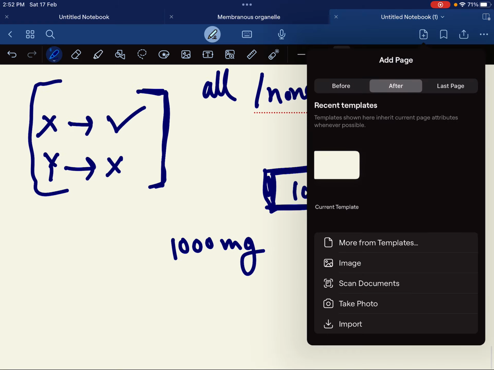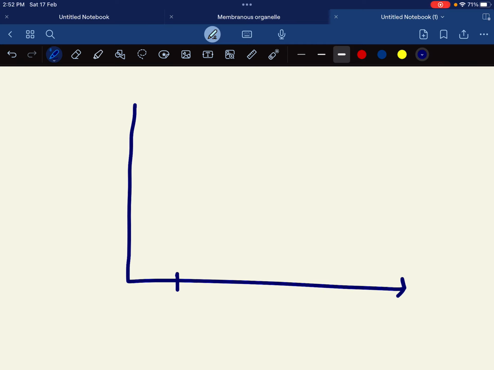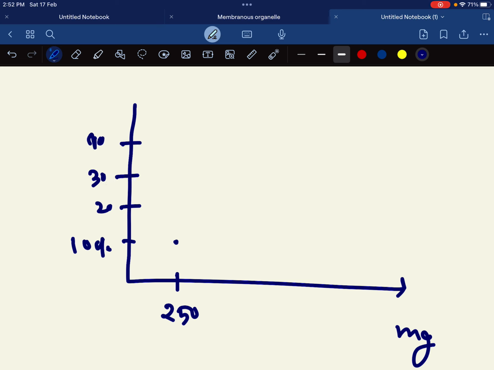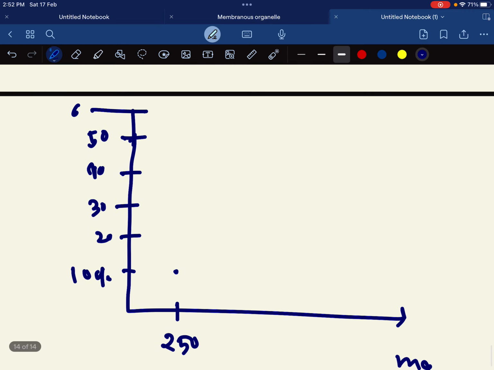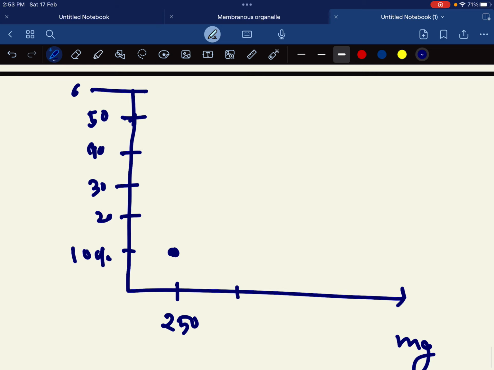Say for about 250 milligram dose, about 10% of people, just an imaginary 10, 20, 30, 40, 50, 60, just imaginary. For about 250 milligram, about 10% say yes. Then for about 500 milligram, about 30% say yes.